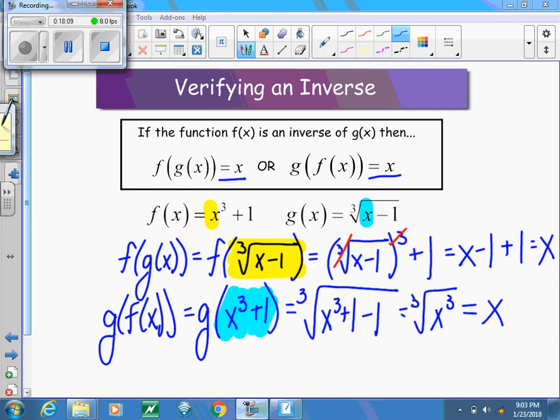All right, so before I get too long-winded in this video, I'm going to go ahead and stop there. Hopefully you can recall the inverses, and possibly verifying the inverses is a new piece of information for you.